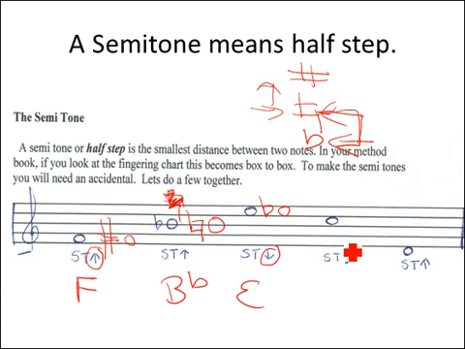Okay, next one, F, A, C. C with nothing on it, C natural. So we're going to start here again, and we want a semitone down. Again, how do we go down from a natural? We do a flat.